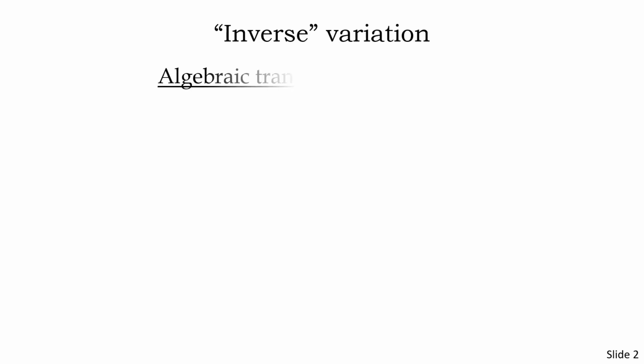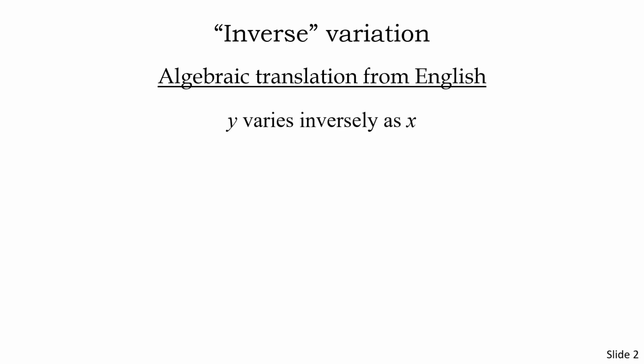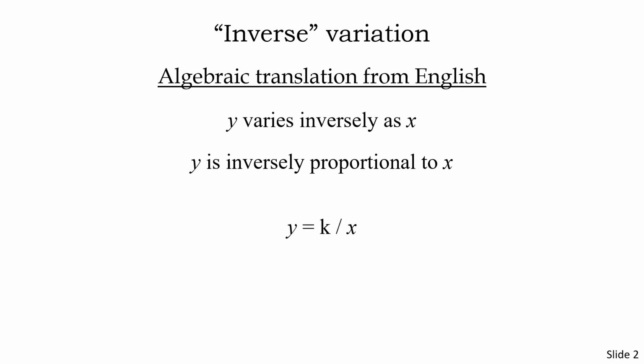Inverse variation. Algebraic translation from English. So in English it would look like this. Y varies inversely as x. Y is inversely proportional to x. We would write it as y equals k divided by x. The varies inversely as, inversely proportional to, is the equals k divided by.